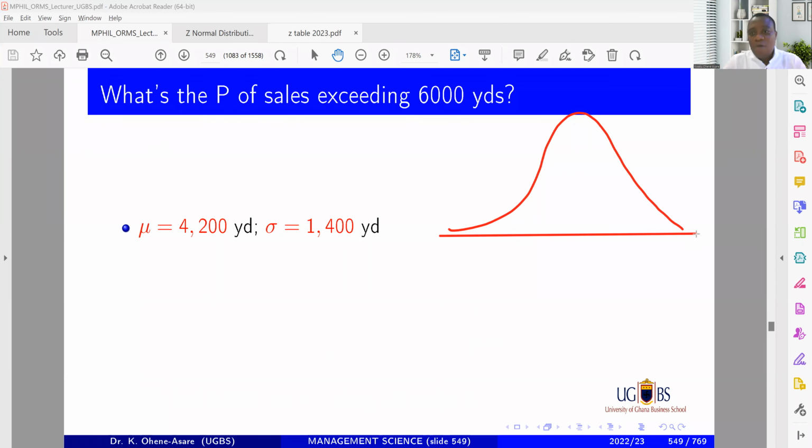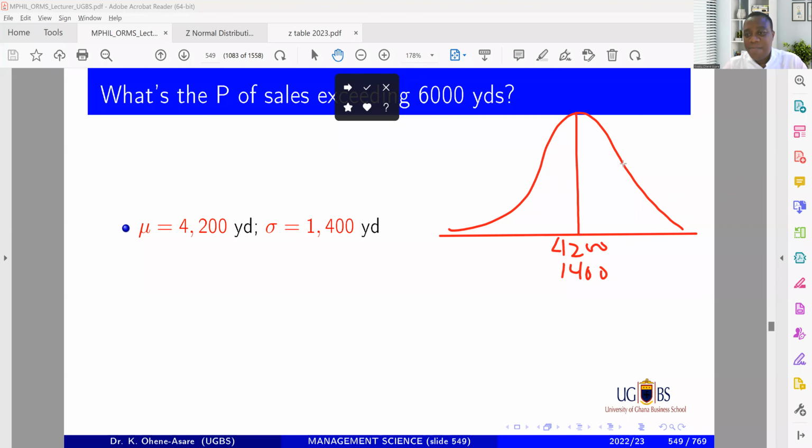We are told the mean is 4,002. The standard deviation is still 1,004. And now we are being told about 5,000 yards or less. Is that going to be to the right of the mean or to the left of the mean? Is that number to the right? Very good. So all you got to do is look for 5,000 to the right.